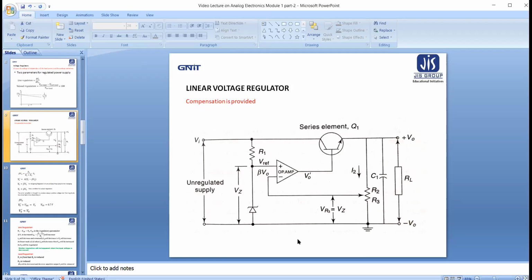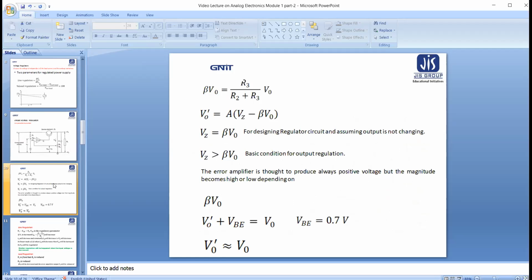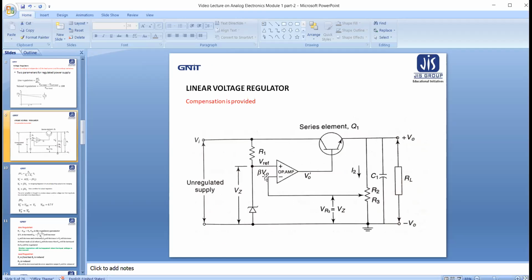Now, V0 prime, what is V0 prime? V0 prime is equal to the difference between the V reference and the feedback voltage, that is beta V0. So V0 prime is equal to A into Vz minus beta V0. A is the amplifier gain. Now, going back to the slide, if Vz is equal to beta V0, that means if the Zener voltage is equal to the feedback voltage, then there is no change, and the op-amp output will be 0.